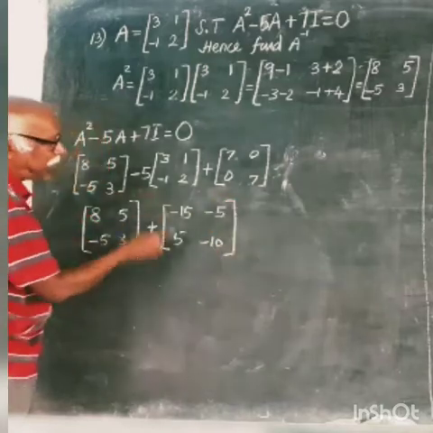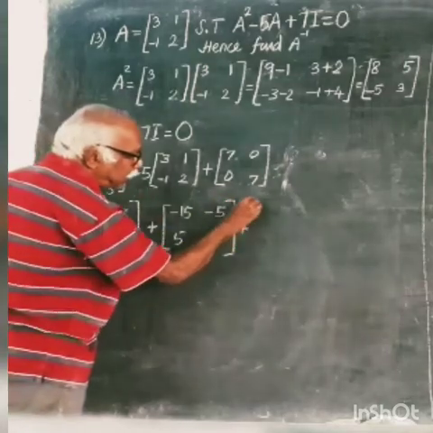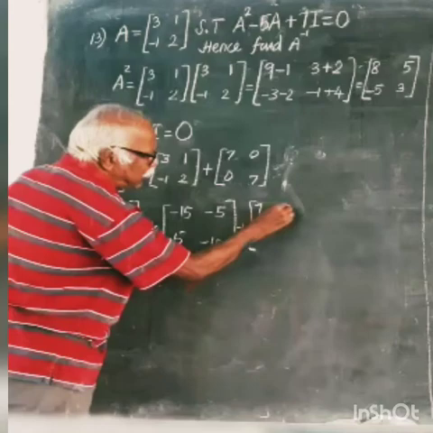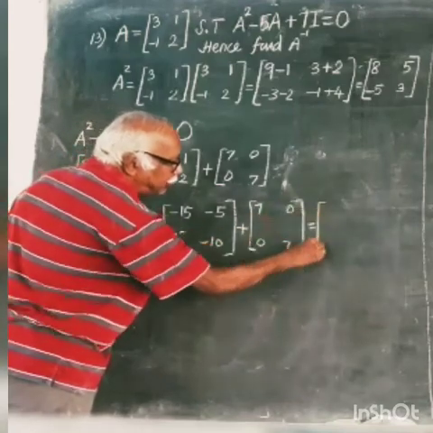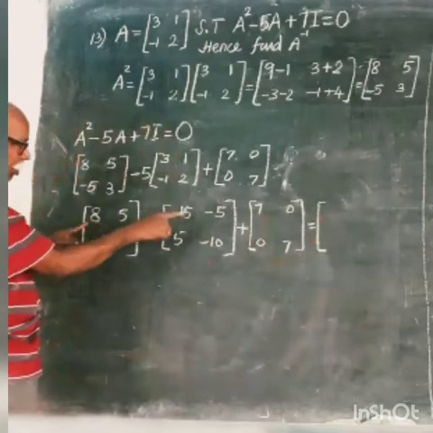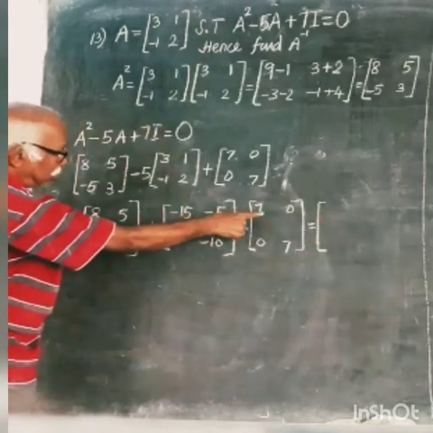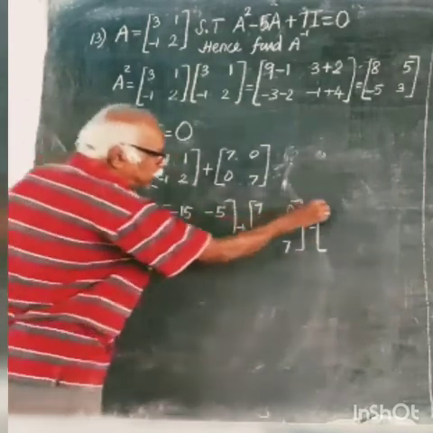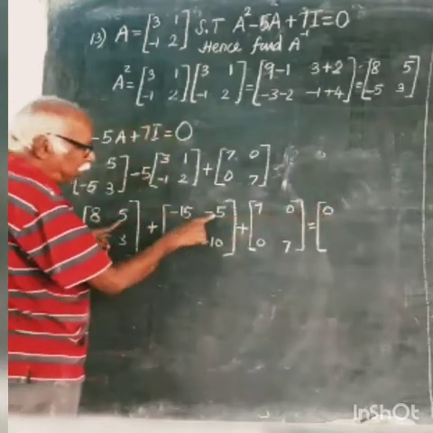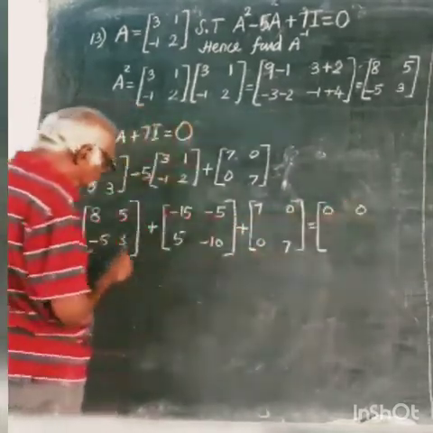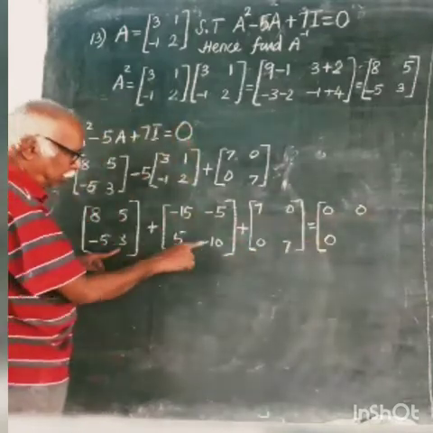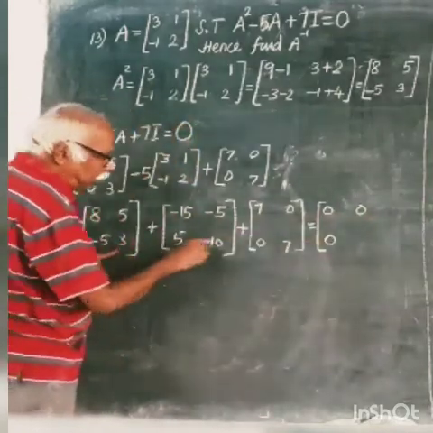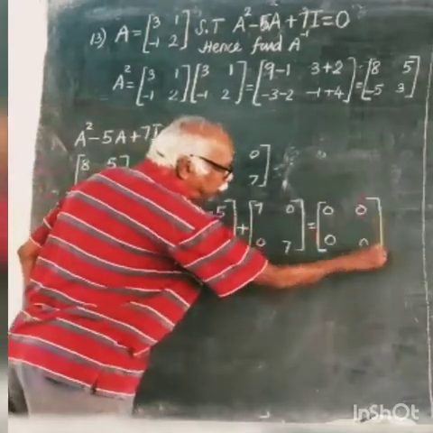You have to multiply entire elements. Plus [7, 0; 0, 7]. You add. 8 plus 7, 15, 15 minus 15, 0. 5 minus 5, 0. Minus 5 plus 5, 0. 3 plus 7, 10, 10 minus 10, 0. So it will be proved.